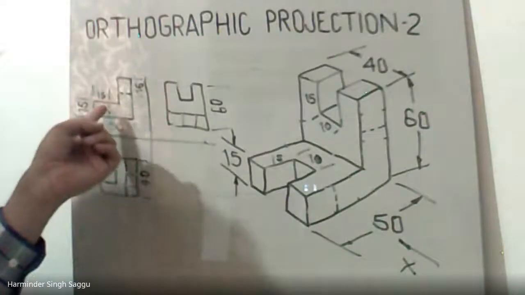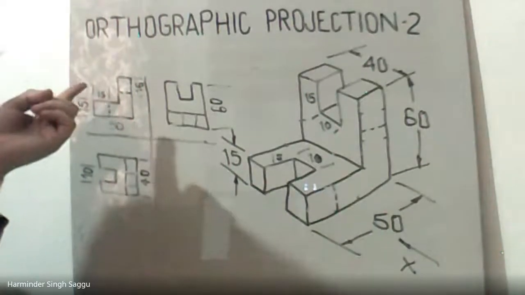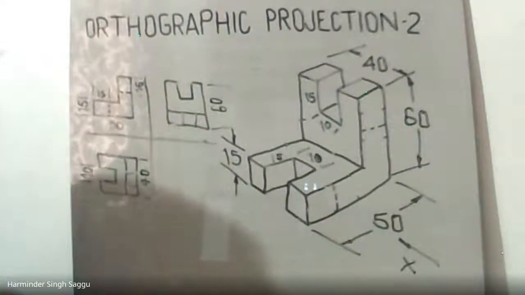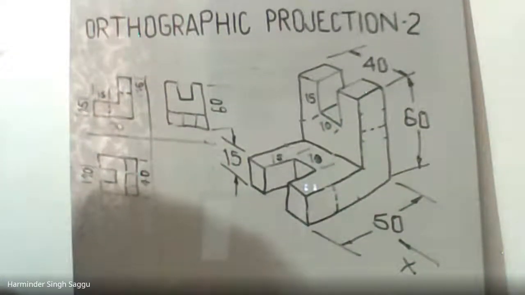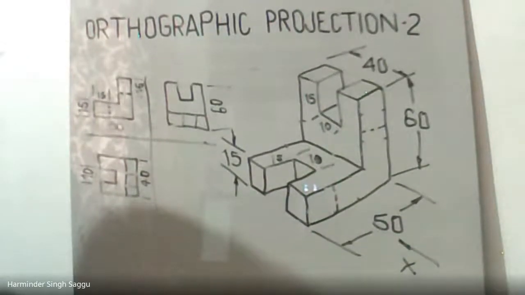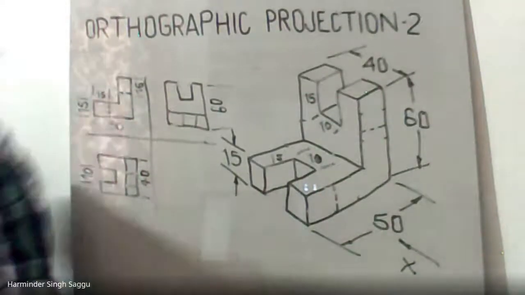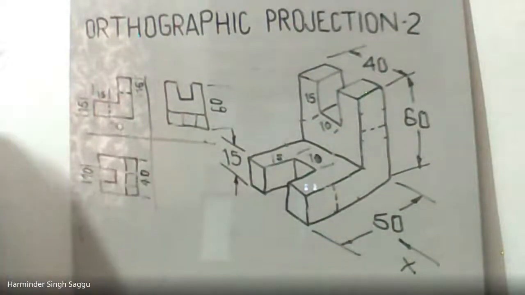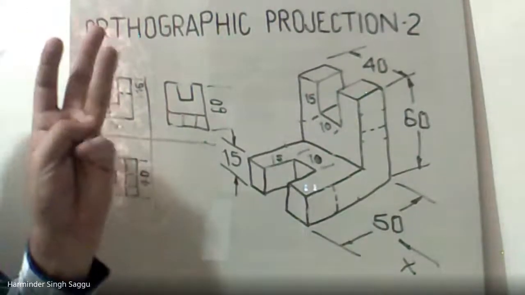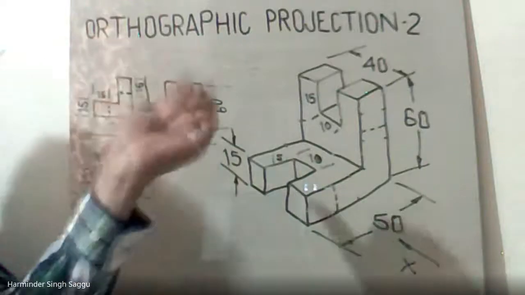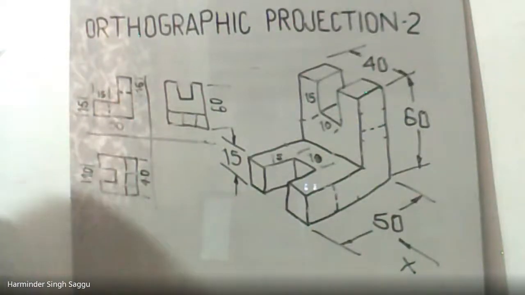Right, so hidden lines will be shown by dashed line. Dash of 3 mm with a gap of 1 mm. Hidden line. Right, so this is all for today for orthographic projection. So first with simple problems, second one for inclined, third one for circular ones, and fourth with these hidden lines. So this will complete your third unit.